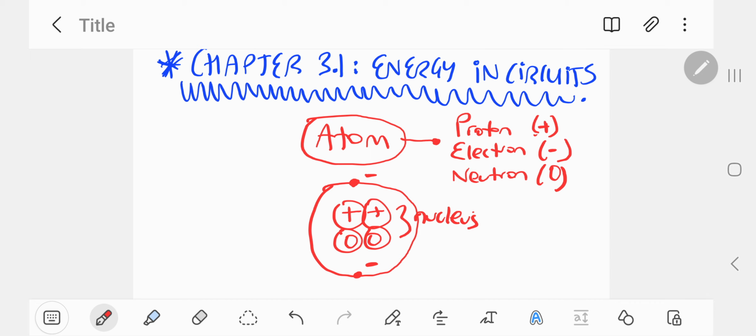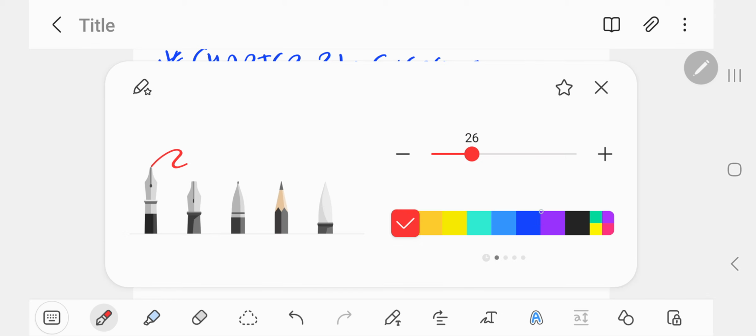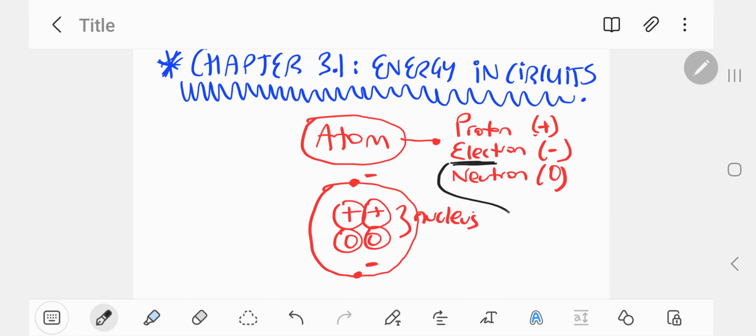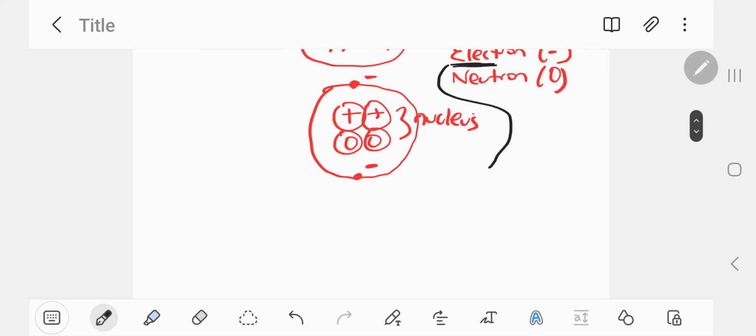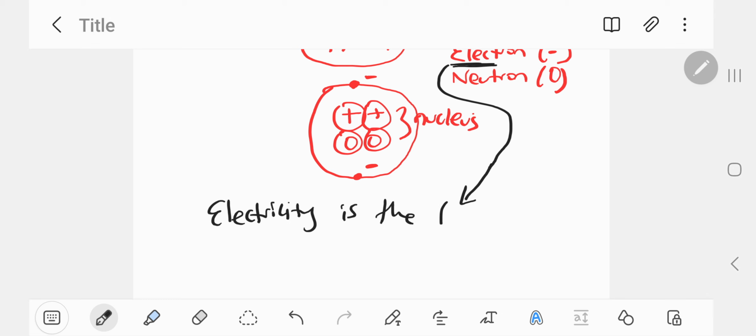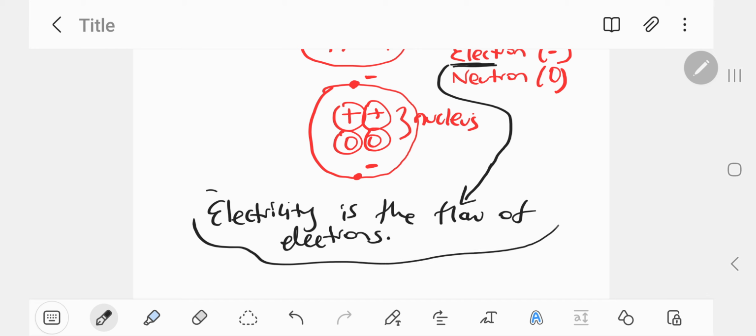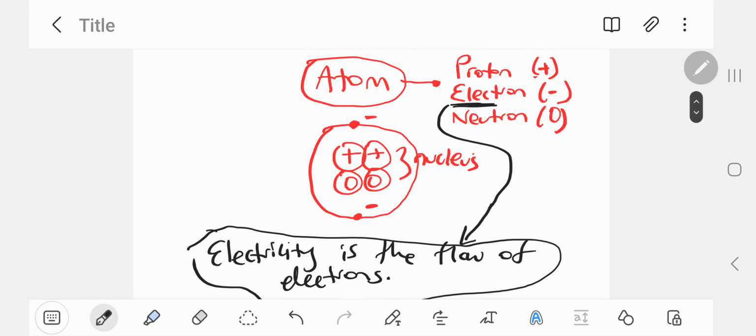Now, in studies of electricity, the main subatomic particle we're interested in is the electron. It's a very special particle, because it basically defines electricity. And here's where I define electricity. Electricity is the flow of electrons. That's our starting point, okay? Not interested in protons, not interested in neutrons, we're interested in electrons.